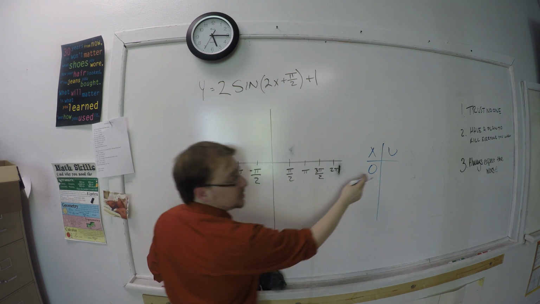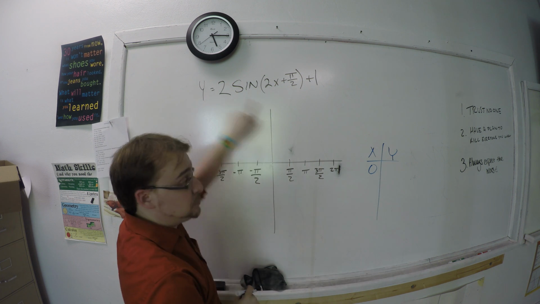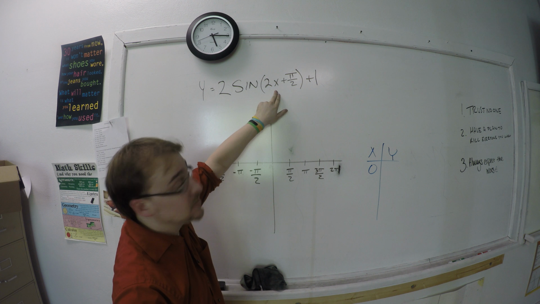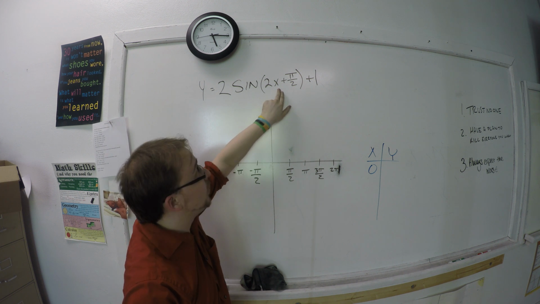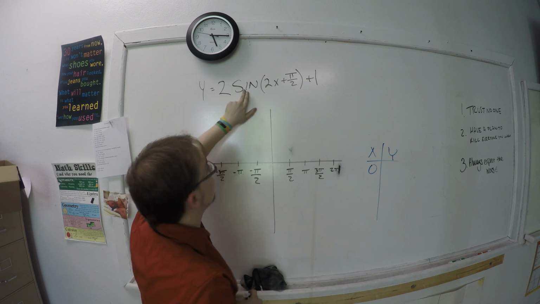This thing right here, right? We're plugging in 0. When we plug in 0 for x, what do we get for y? Well, we got to plug in 0 to find out. Plug in 0. 2 times 0 is 0. Plus pi over 2 is pi over 2, right? Yeah. Sine of pi over 2.